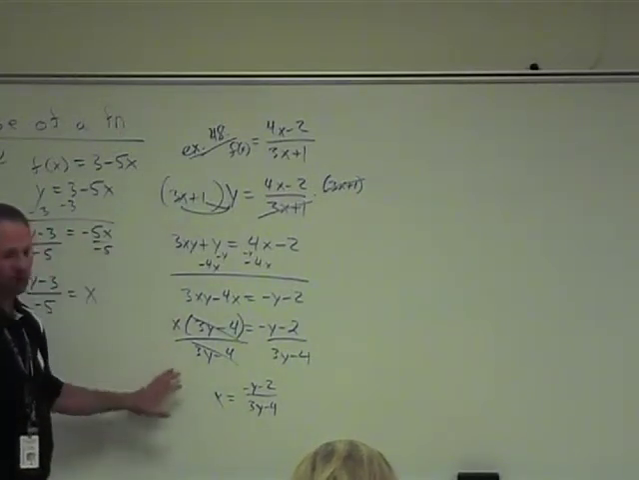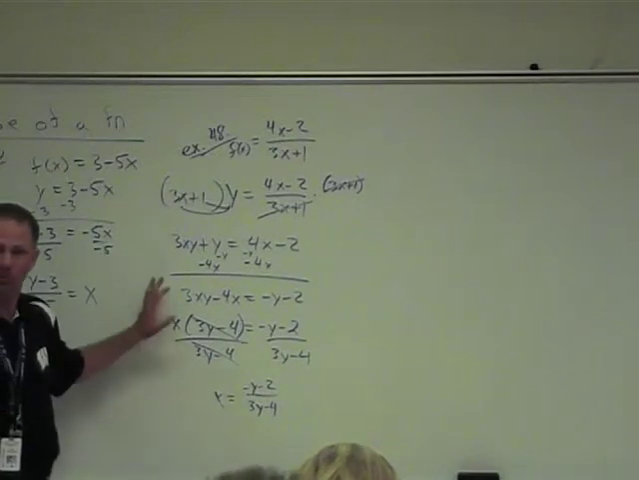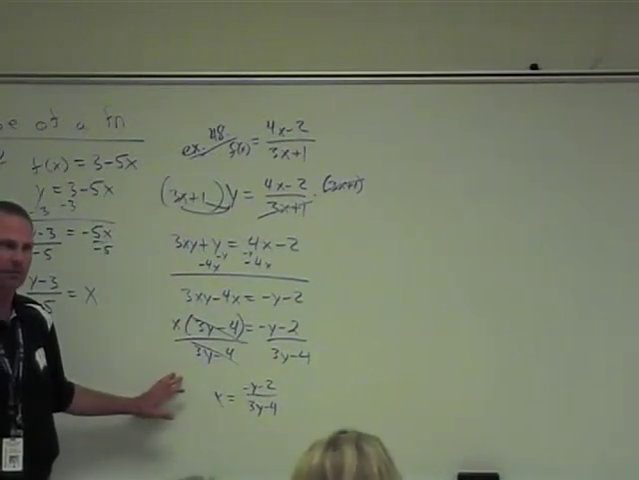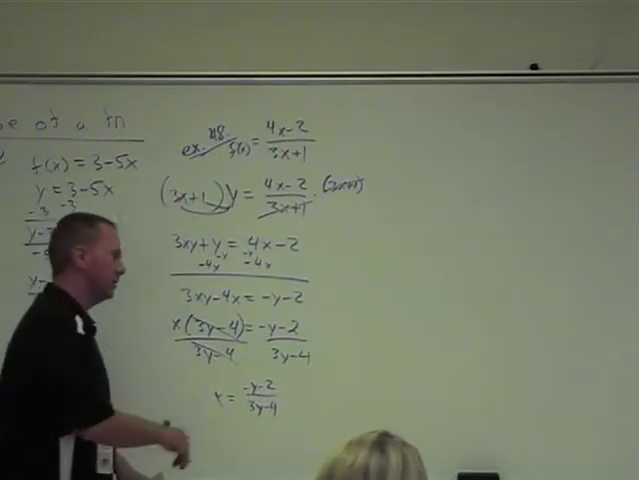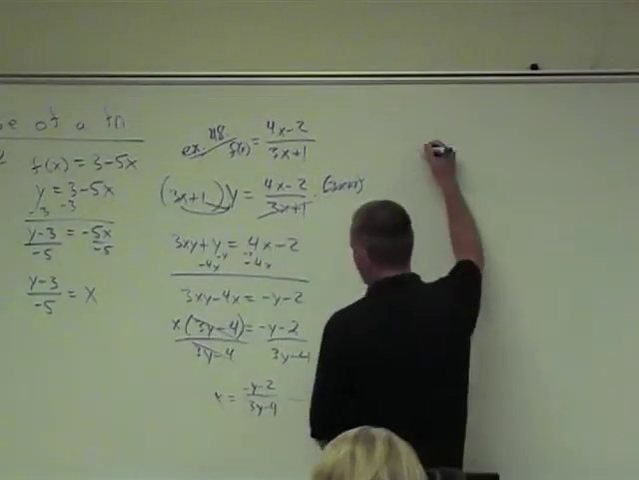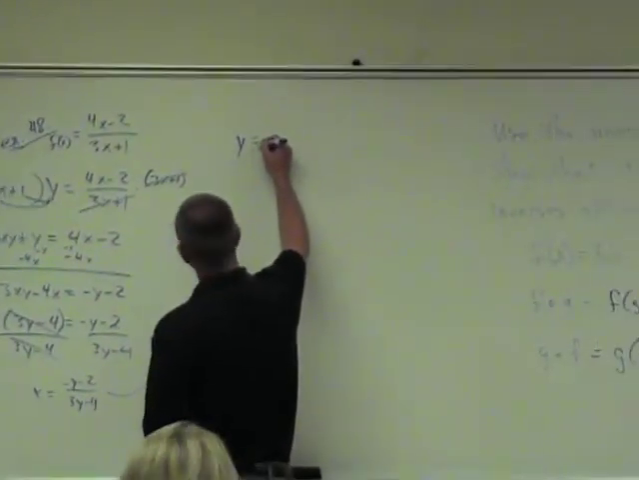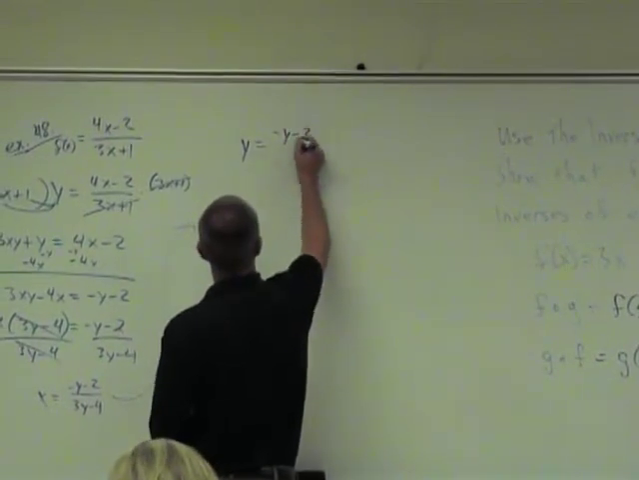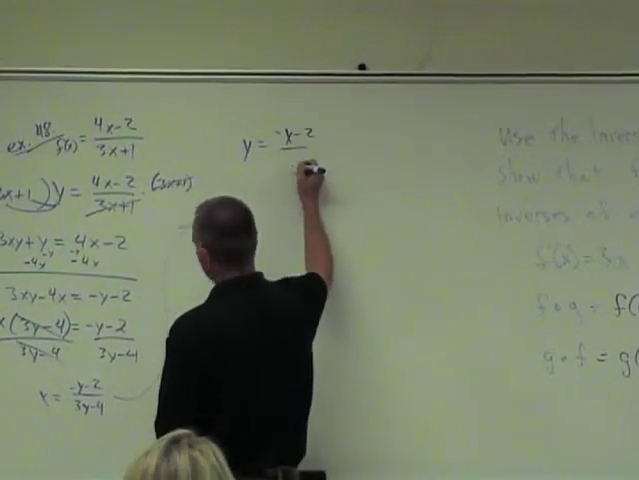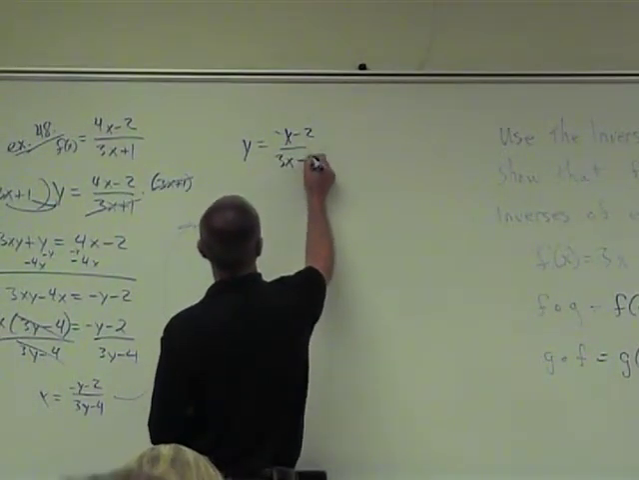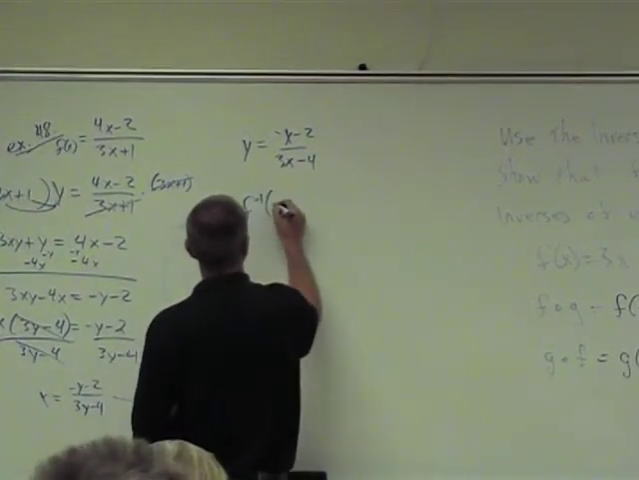So it took a lot to solve for x. This is one of the more complex ones. Okay? So now, step 3, switch them. So we have y equals negative x minus 2 over 3x minus 4. So my inverse is that.